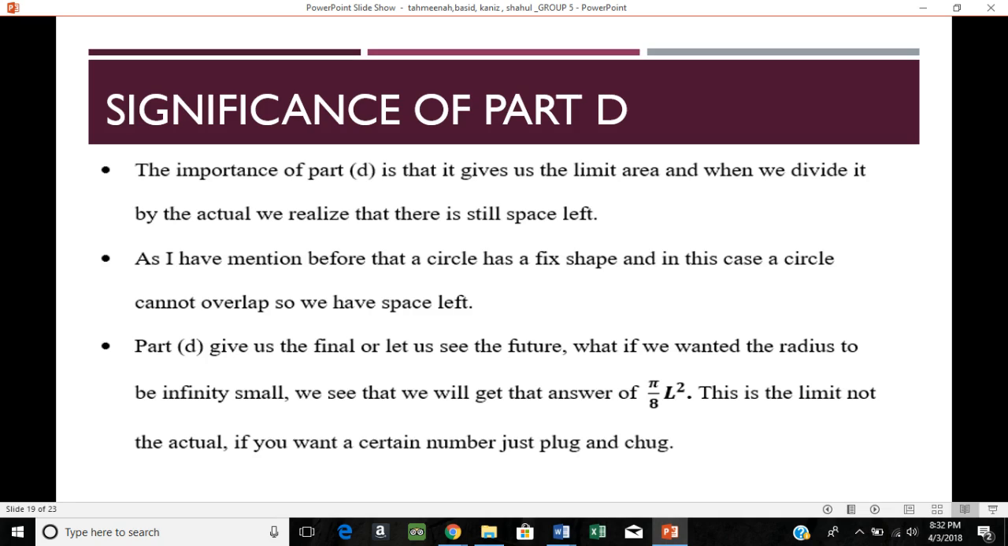Part D has also let us see the future. What if we wanted the radius to be infinitely small? We see that we'll get that answer of pi over 8 l squared. This is the limit, not the actual. So if you want a certain number, just plug it in and you'll get an actual value.